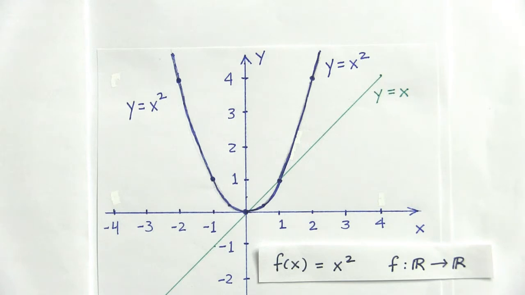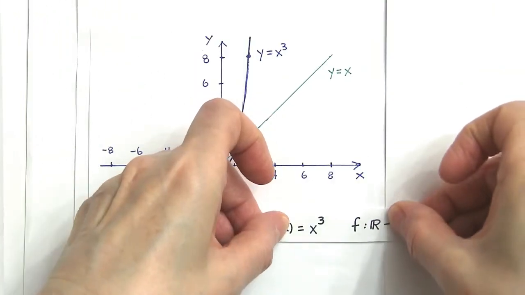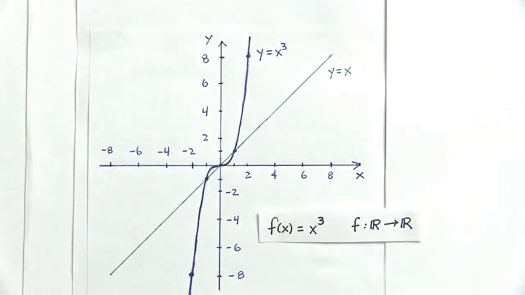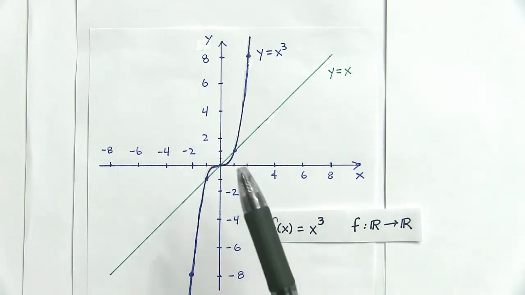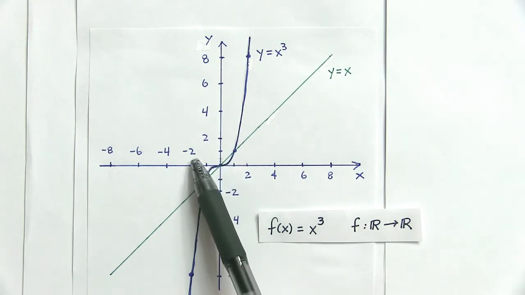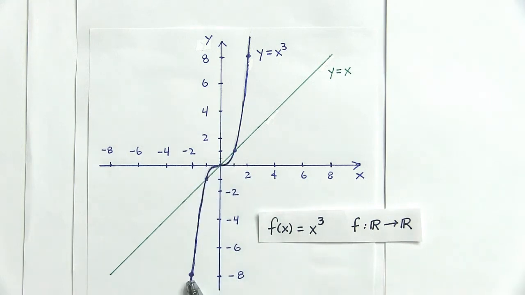Another nice example is the cube function, and that one looks like this. So here is the function f of x is x cubed. This function also maps the real numbers into the real numbers. For example, this time when you plug in the real number -2, the output is the real number -8.